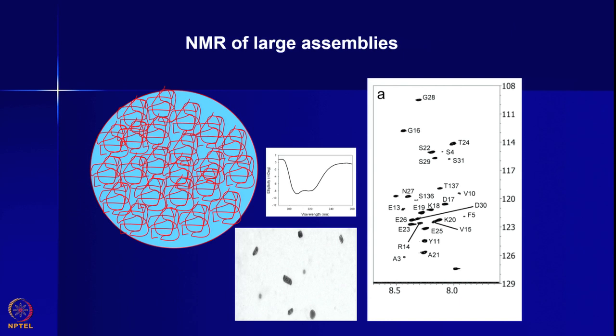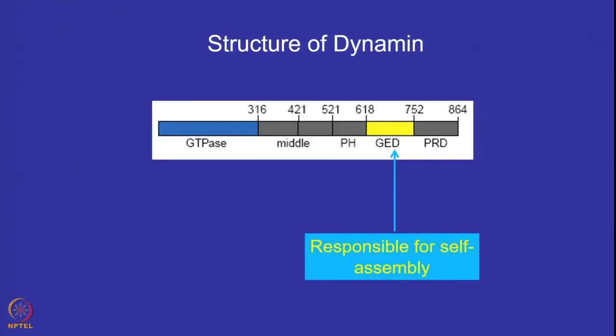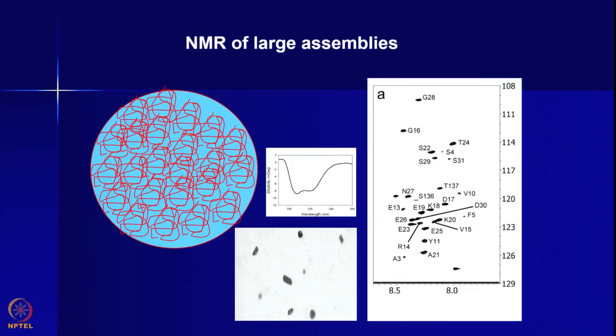Now we look at the HSQC spectrum of that one here. So you see how many peaks? You see only about 25 peaks here, roughly. Typically, the GED protein itself spans residues 618 to 752, so this is about 134 residues. Discounting some prolines and things like that, you should expect about 125 to 130 peaks. In contrast to that, you are seeing only 25 peaks.